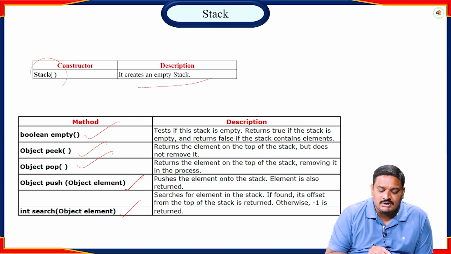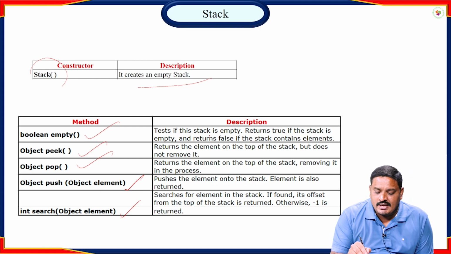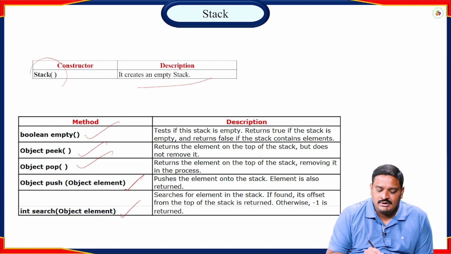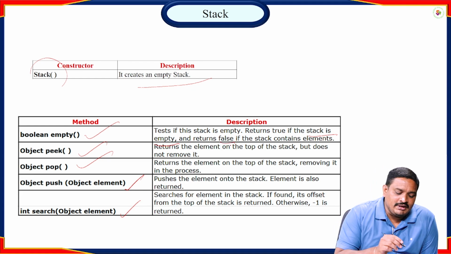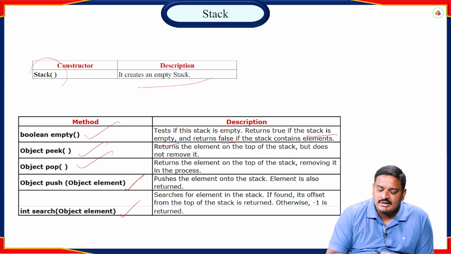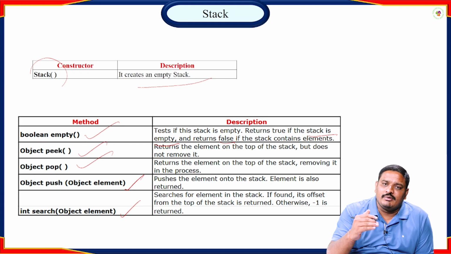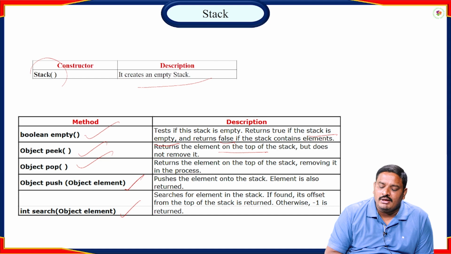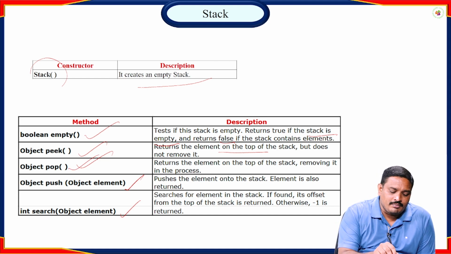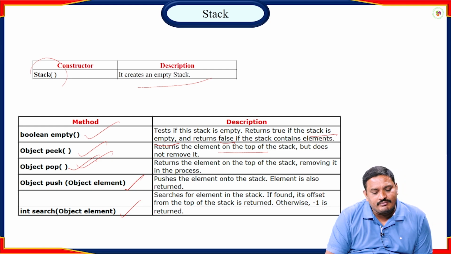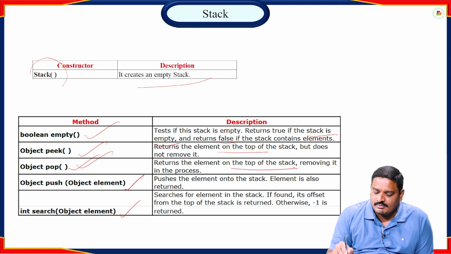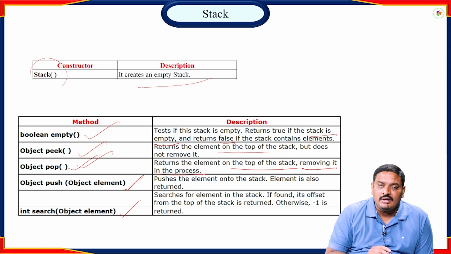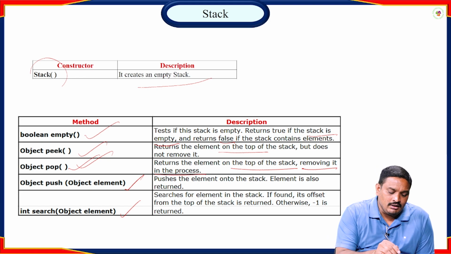What is the boolean empty method? It tests whether the stack is empty. When it returns true, the stack is empty, otherwise false. What is the peek method? The object peek method returns the element at the top of the particular stack. Next is the object pop method. Pop means deleting an element from the list. It returns the element at the top of the stack and removes it. That's why we are using the pop method.